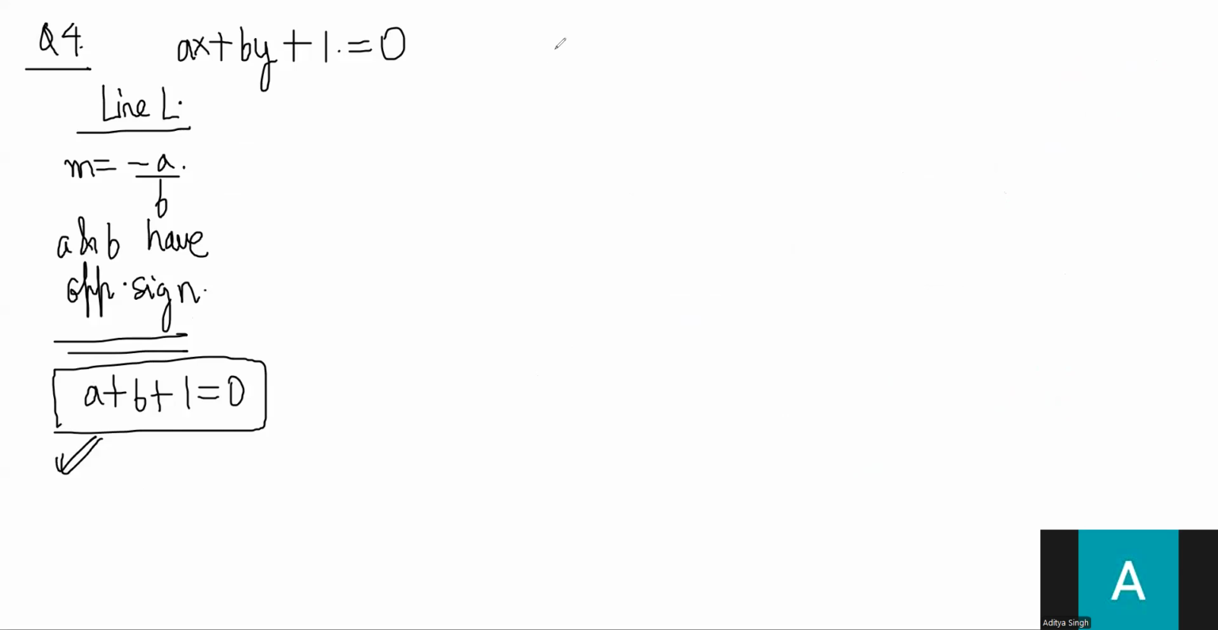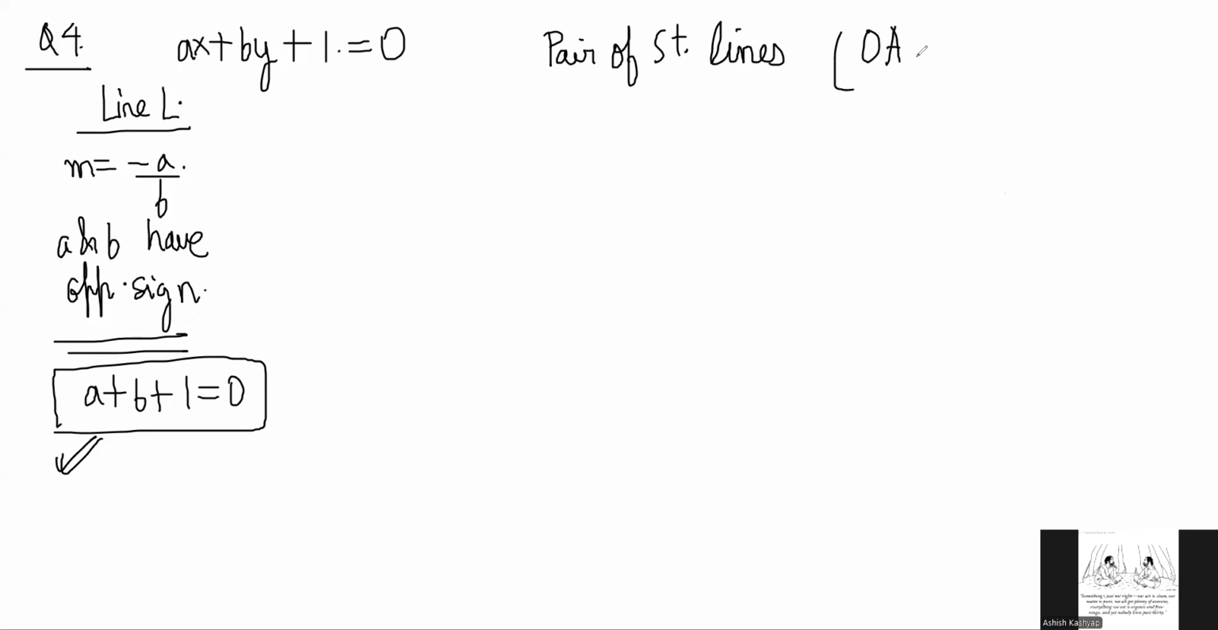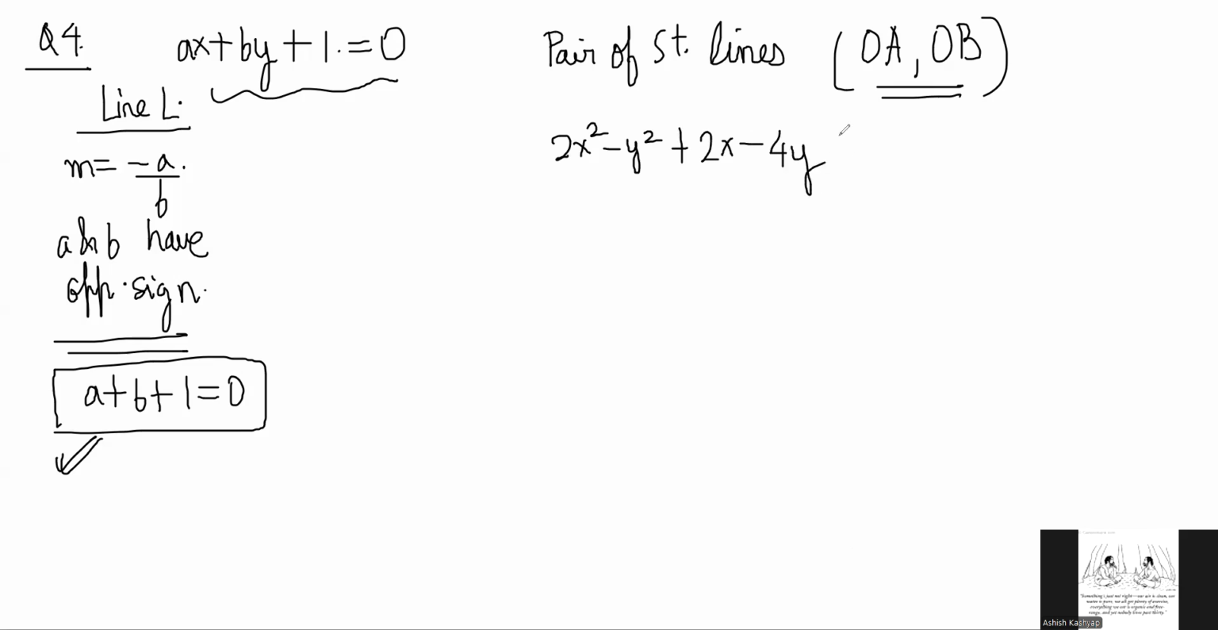Yes, sir. So the pair of straight lines OA, OB, I need the equations of these two lines. I will use this equation and the curve equation that was given to me. The curve equation was 2x squared minus y squared plus 2x minus 4y plus 2. And I will homogenize it.